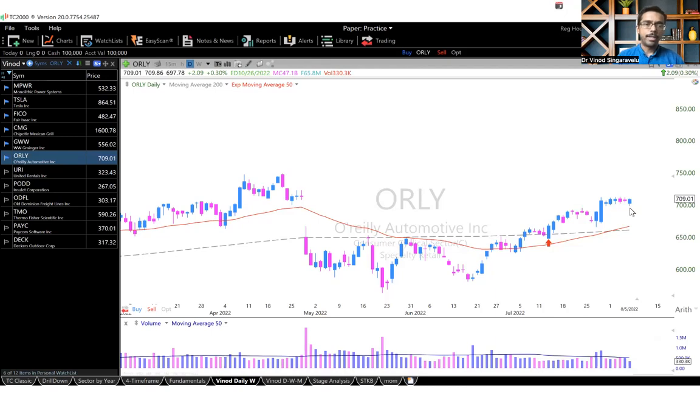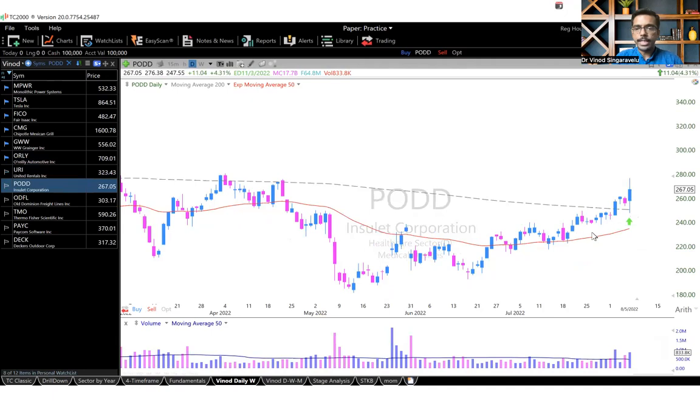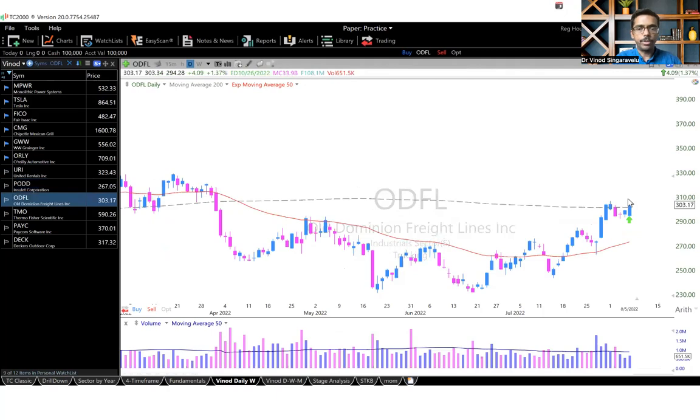Let's see what's happening with the 6 other stocks for you to follow and monitor over the next few days. URI, it's consolidating just around this moving average, and on Friday it reclaimed it and closed above the 200-day moving average there. PODD, similar stuff, retested, found support at this level, and we have this green arrow mark indicating a signal that it is above the 200-day moving average.